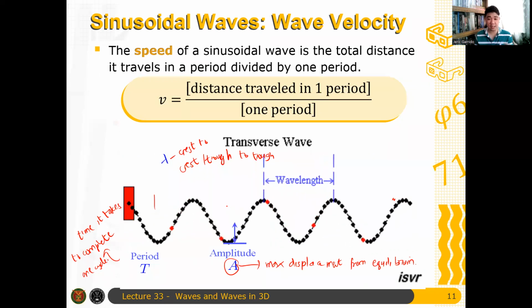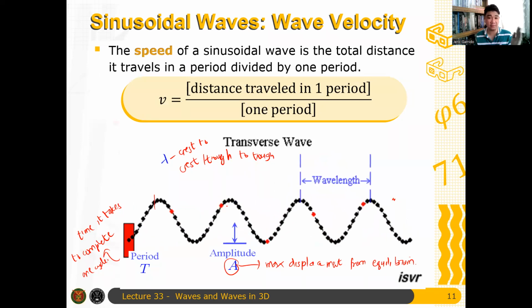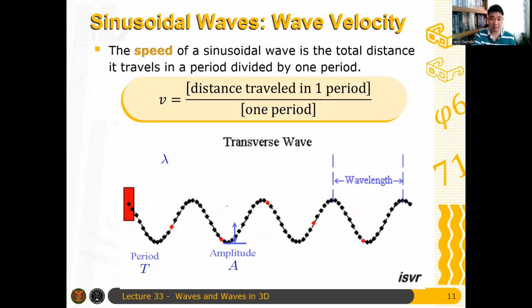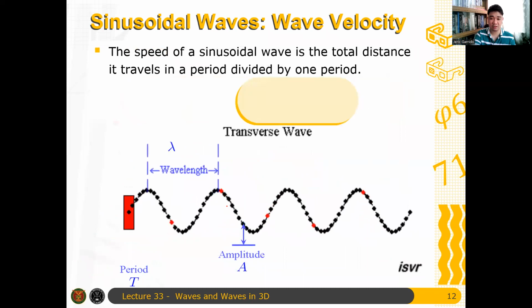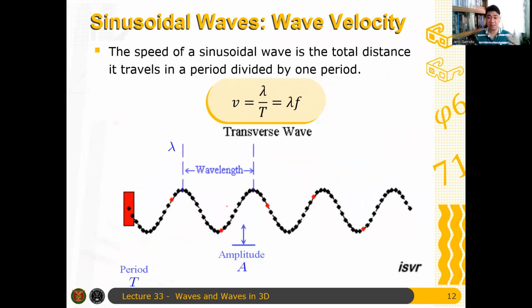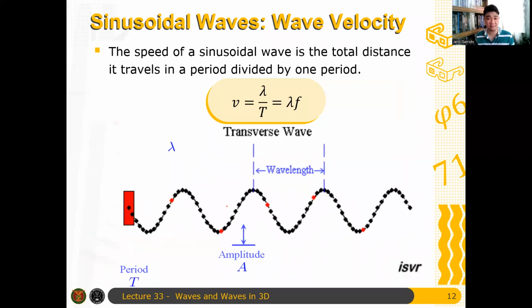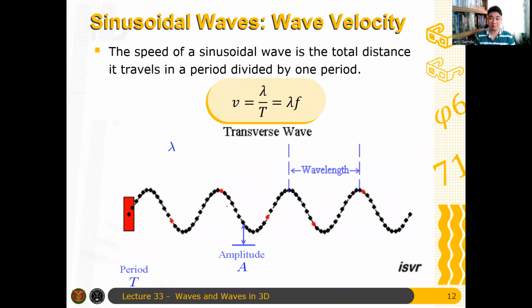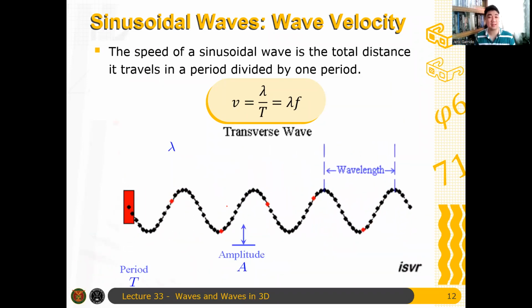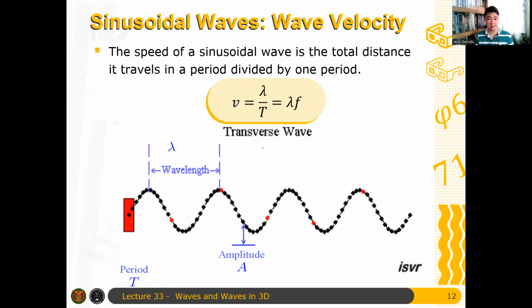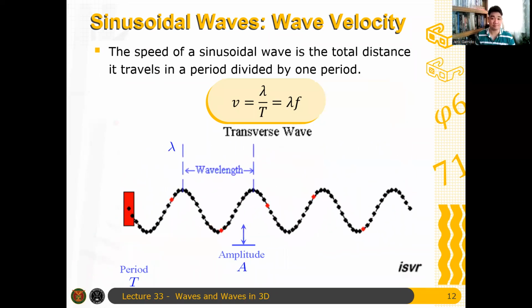Therefore, and the period is the inverse of the frequency, one can say that the speed of a wave is just the wavelength divided by the period, or the wavelength times frequency. Okay? Ito yung pamilyar sa ating v equals lambda f. It's basically the total distance divided by time.